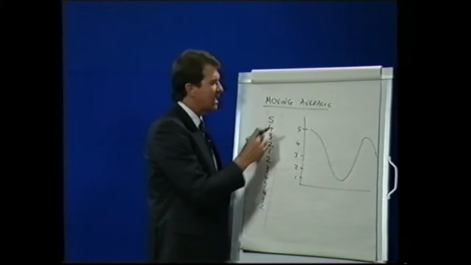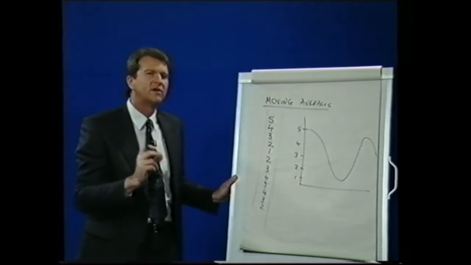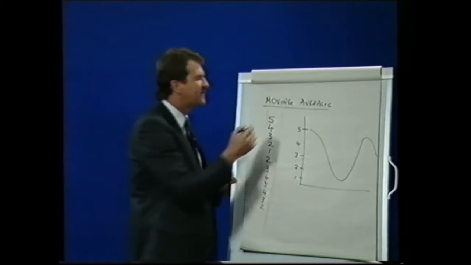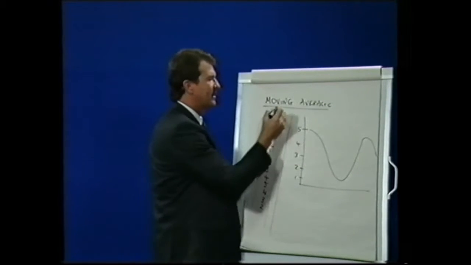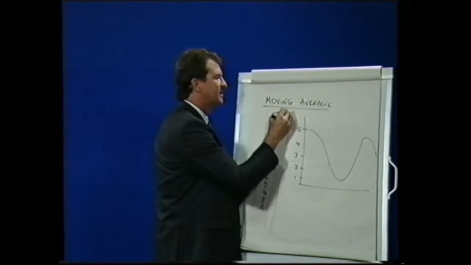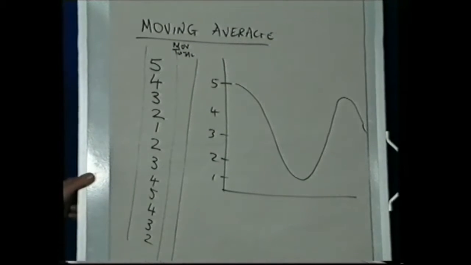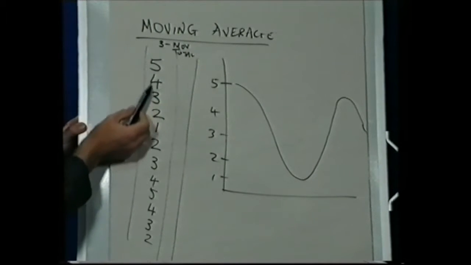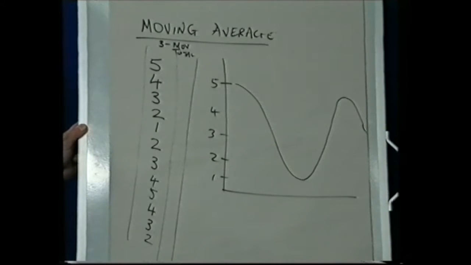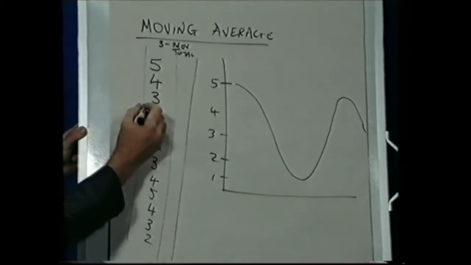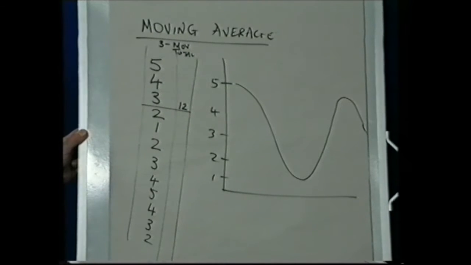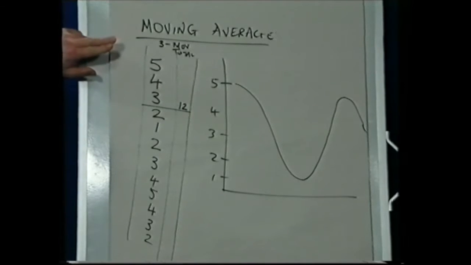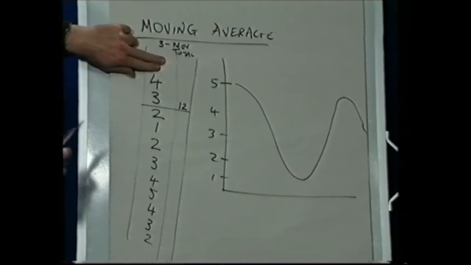Now, for purposes of this exercise, because it's a very small example, I'm going to choose a 3-day moving average. In other words, I'm going to be working with 3 days worth of data at a time. And the first thing I'm going to do is draw a column which is going to be called a moving total. And because I'm choosing 3 days at a time, it will be a 3-day moving total.